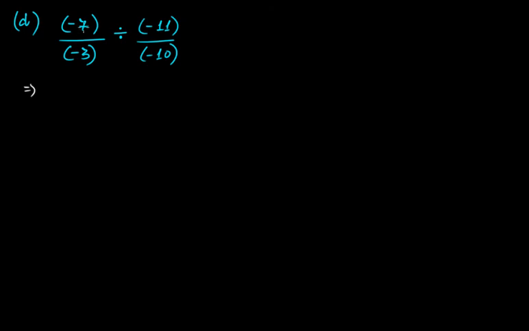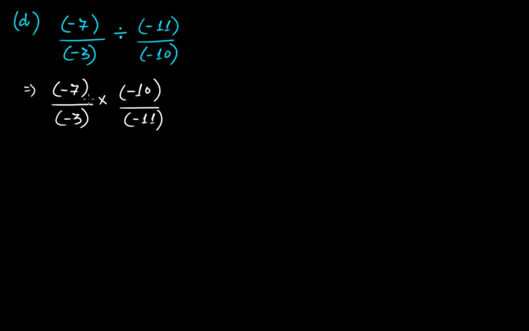Here, this is minus 7 over minus 3 divided by minus 11 over minus 10. Now, as you can see, both the numerators are negative and both the denominators are also negative. So okay, first write it like this, minus 7 over minus 3, and this becomes what? Reciprocal of minus 11 over minus 10 becomes minus 10 over minus 11.